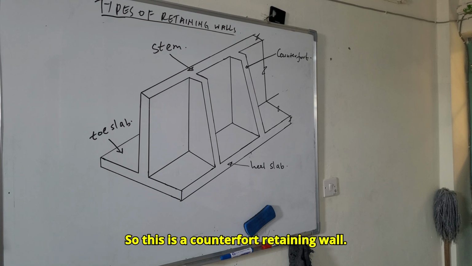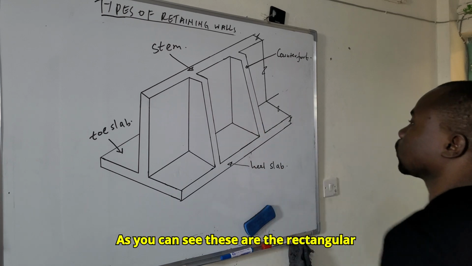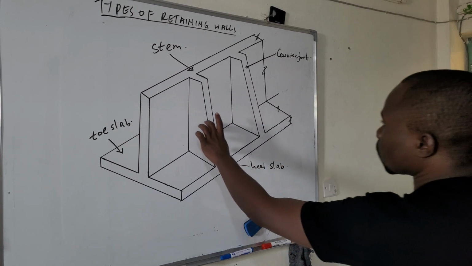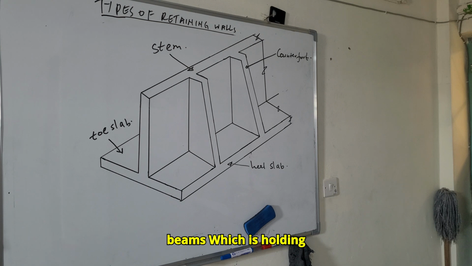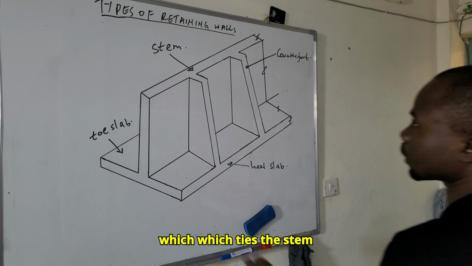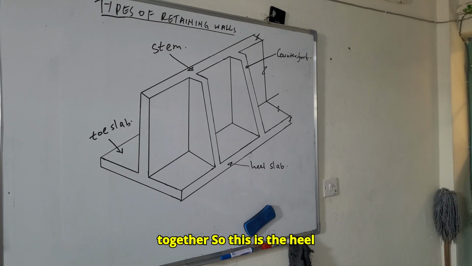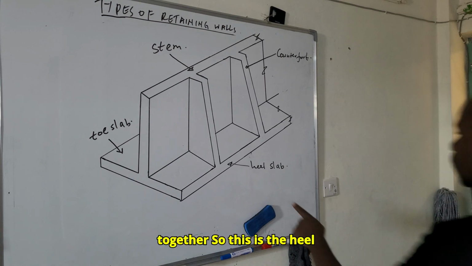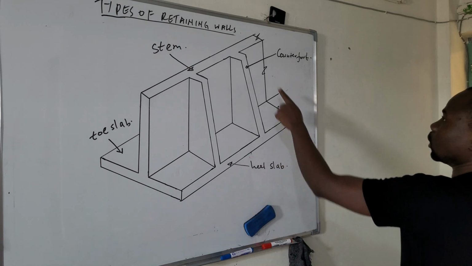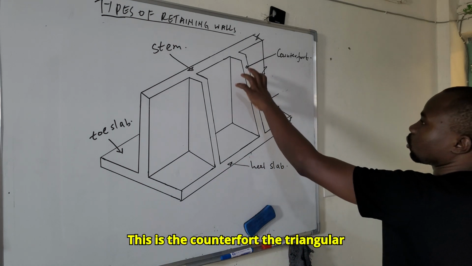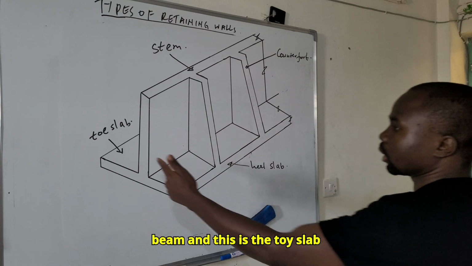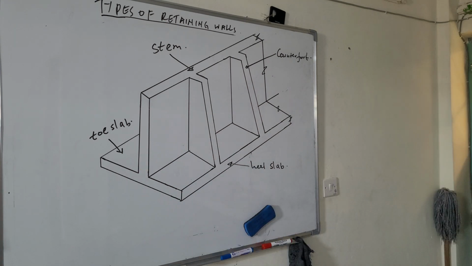So this is a counterfort retaining wall. As you can see, these are the beams which tie the stem and the base, which is the heel slab, together. So this is the heel slab. As you can see, this is the counterfort, the triangular beam, and this is the toe slab. So that is the counterfort retaining wall.